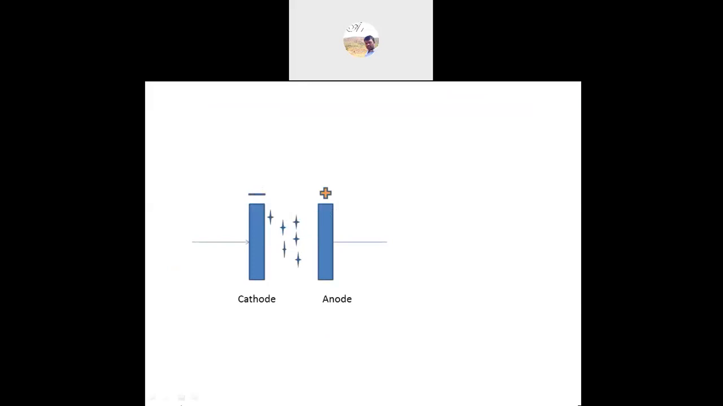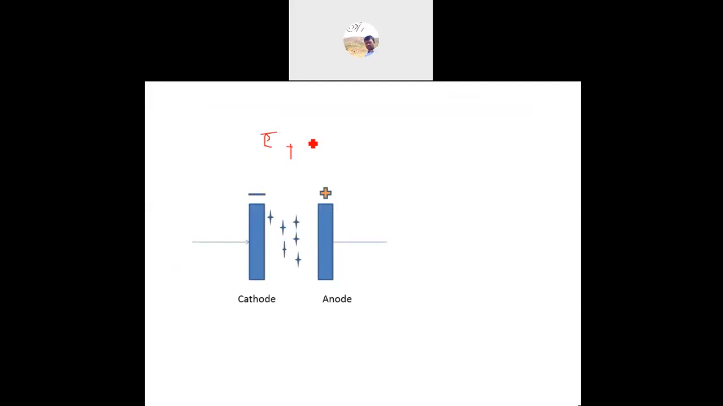So whatever the gas material is there, it will have the gas. Whenever high voltage is applied, what will happen? The electrons will collide with the atoms.